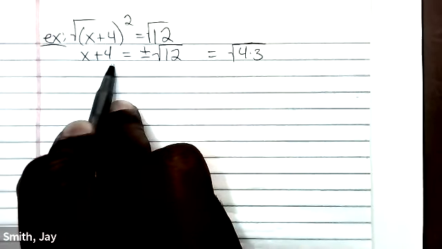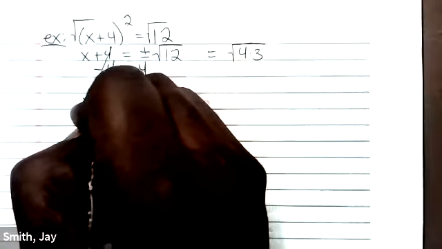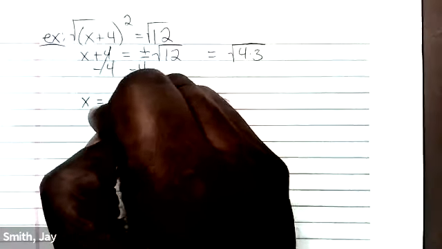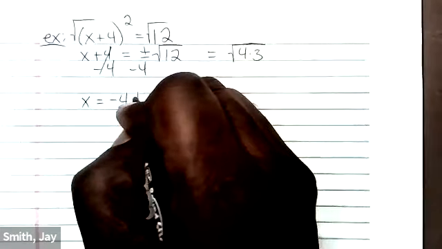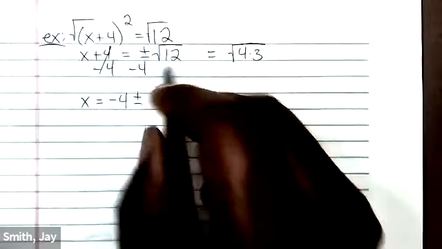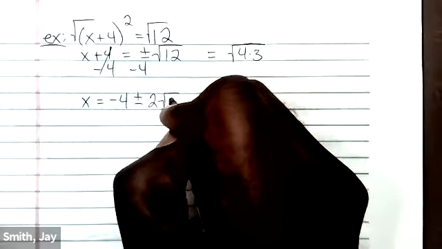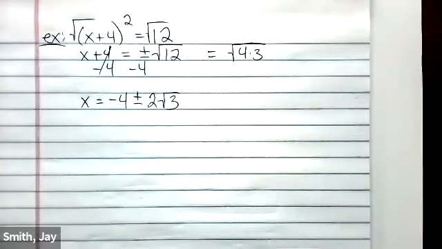And we do want to get our x by itself. So we want to subtract 4 from both sides. It's going to leave me with x is equal to negative 4 plus and minus 2 square roots of 3.